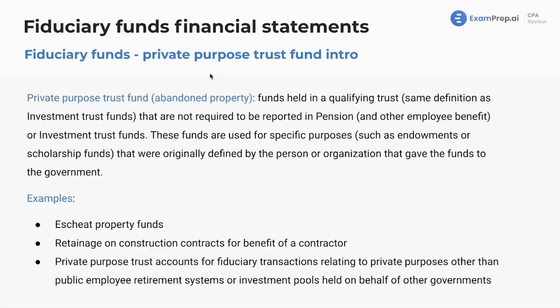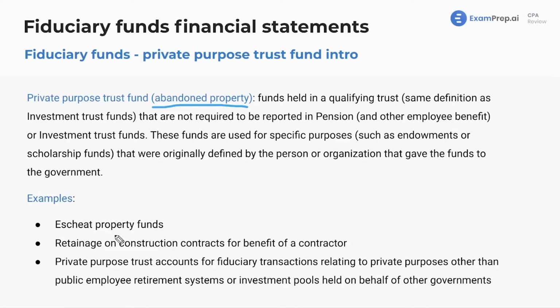The private purpose fund, this is abandoned property, keyword here. Funds held in a qualifying trust, so it's the same definition as investment trust funds, that are not required to be reported in pension or investment trust funds. So these funds are used for specific purposes, such as endowments or scholarship funds that were originally defined by the person or organization that gave the funds to the government.